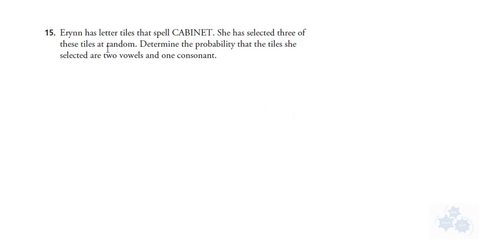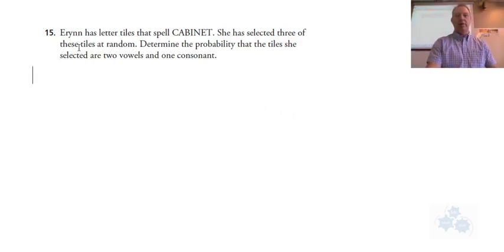Let's try it again. So number 15, Aaron, it's not Erwin, Aaron, has letter tiles that spell cabinet. She has selected 3 of these tiles at random. Determine the probability that the tiles she has selected are 2 vowels and 1 consonant.